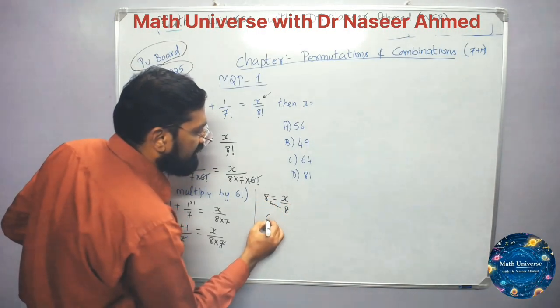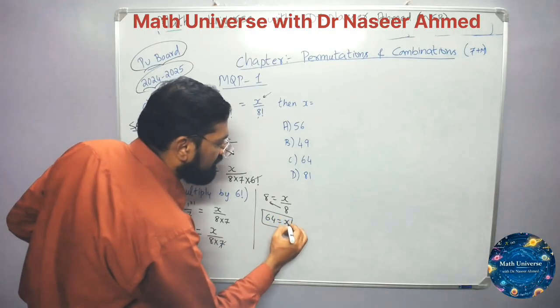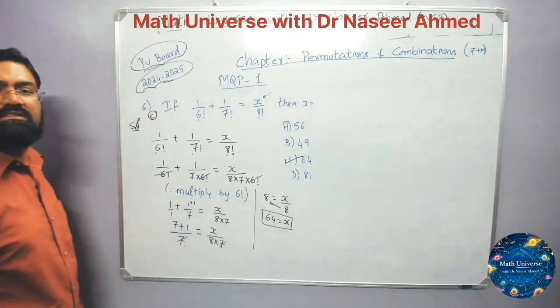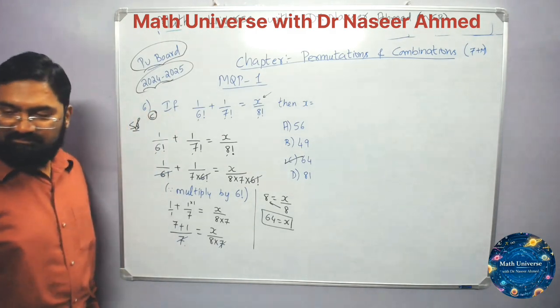Cross multiply, 8 8s are 64. The value of x is what? 64. Option C is correct. Kindly make a note of this.